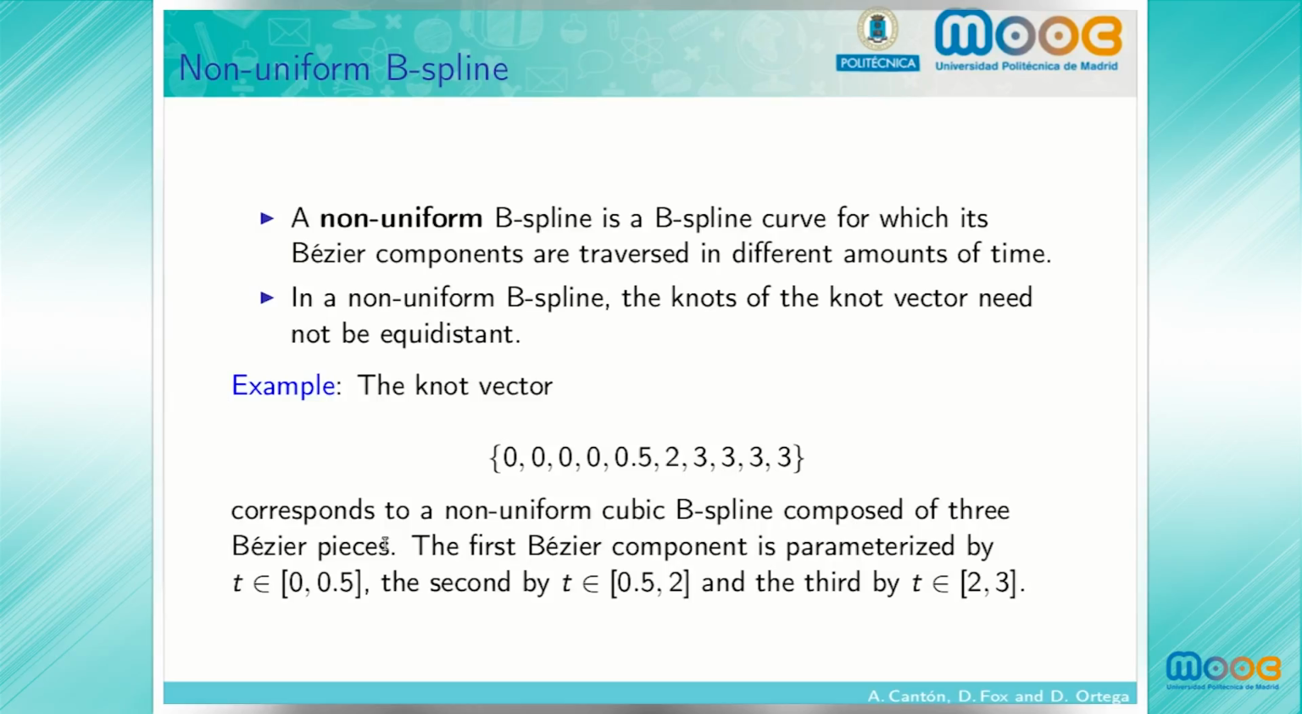For example, the node vector 0, 0, 0, 0, 0.5, 2, 3, 3, 3, 3 corresponds to a non-uniform cubic B-spline composed of 3 Bezier pieces. The first Bezier component is parametrized by t between 0 and 0.5, the second by t between 0.5 and 2, and the third by t between 2 and 3.